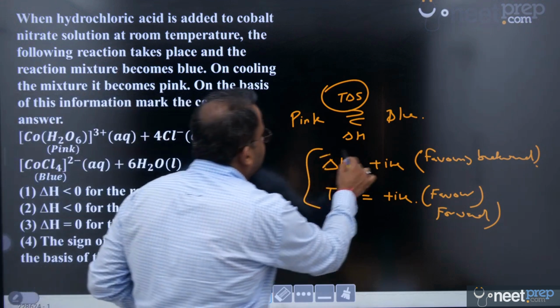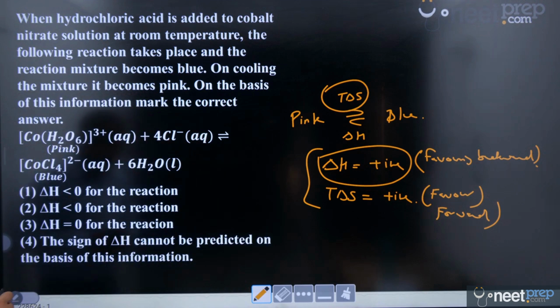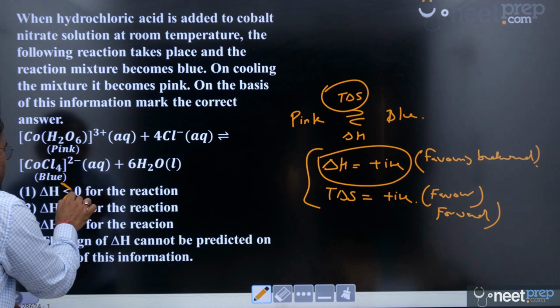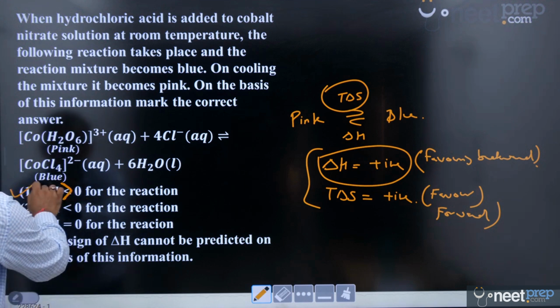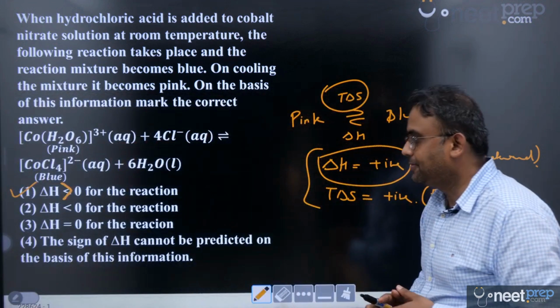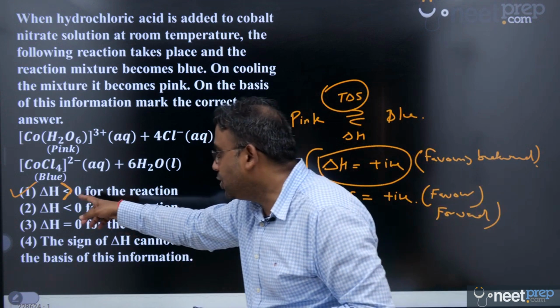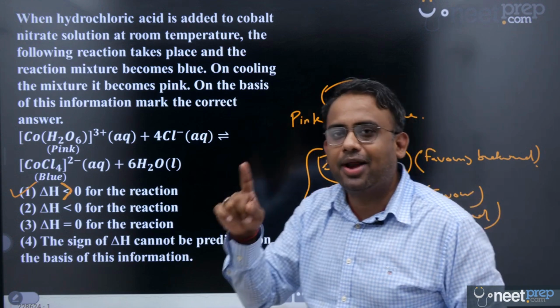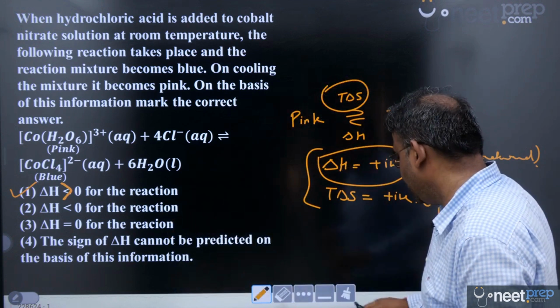So my delta H for this reaction is positive. So delta S for this reaction will be greater than 0. Unfortunately, there is some typing error here. Option 1 should have greater than 0 here, and option 1 should be the correct option as far as this problem is concerned. I'm doing some correction here. Delta S should be greater than 0 and marking the first option to be the correct option.